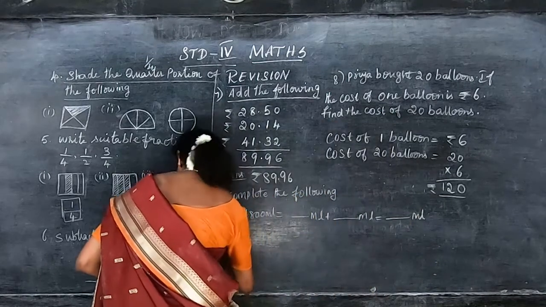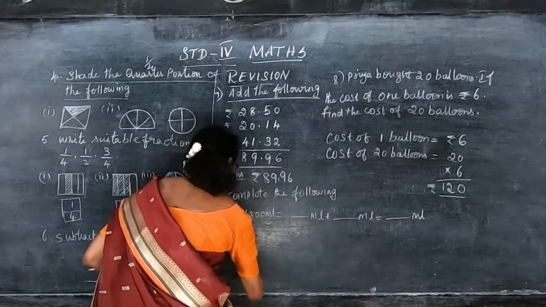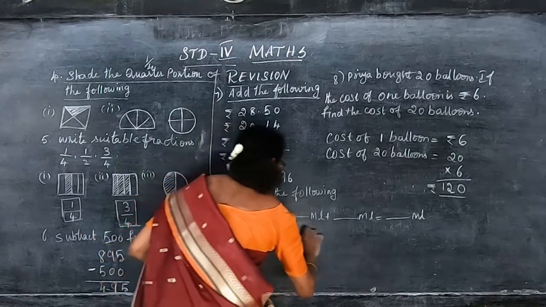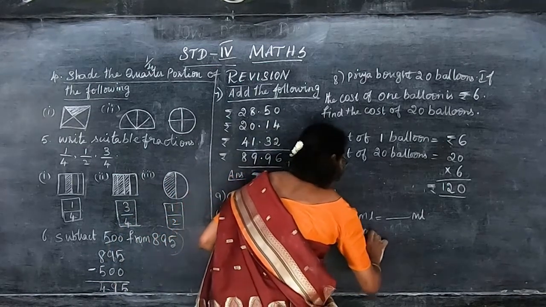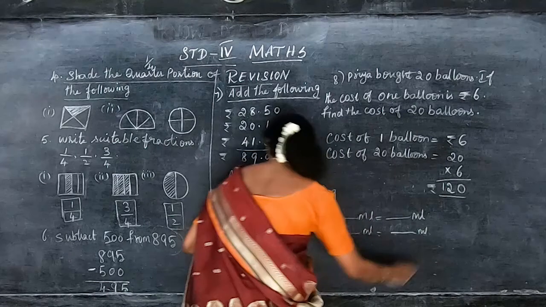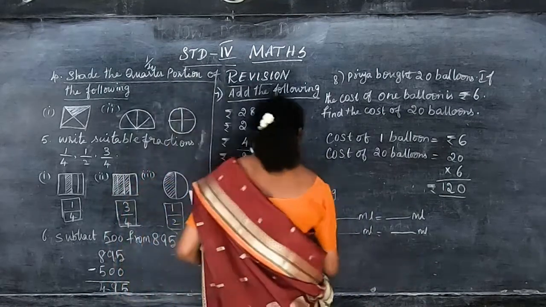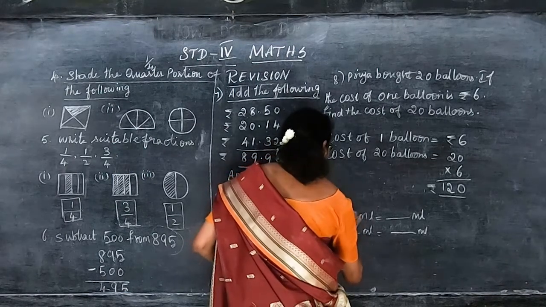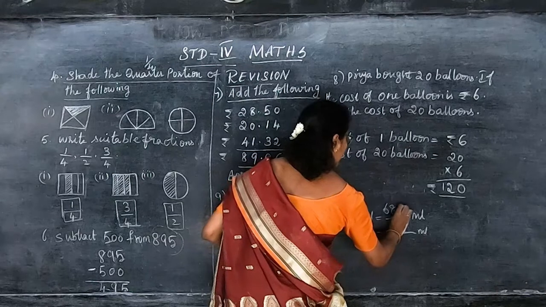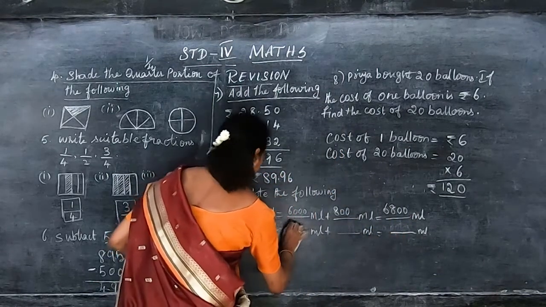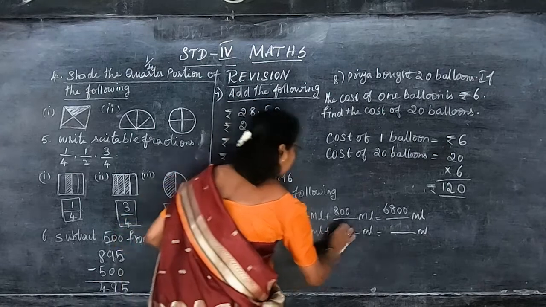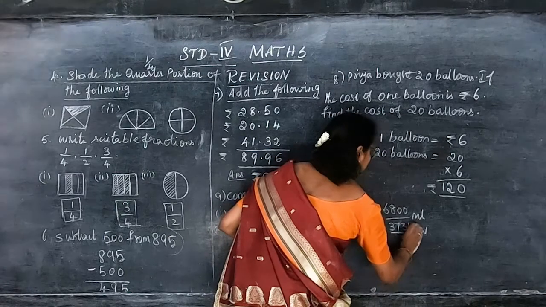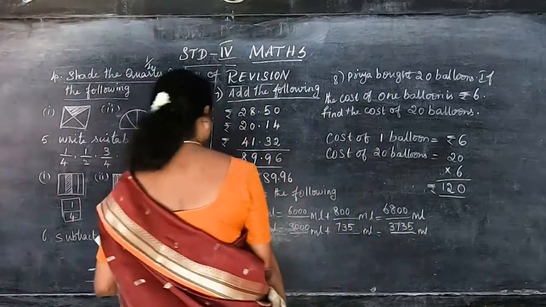Then the second sum, 3 liter plus 735 milliliter is equal to dash milliliter plus dash milliliter. So 6 liter means 6000 milliliter plus 800 milliliter, that is equal to 6800. And here also 3 liter means 3000 and here 735. So 3735 milliliter. Like this you have to write.